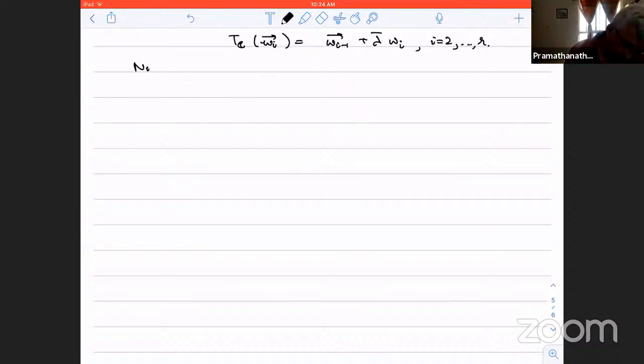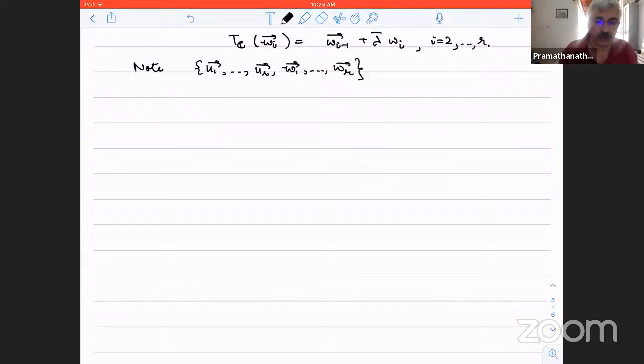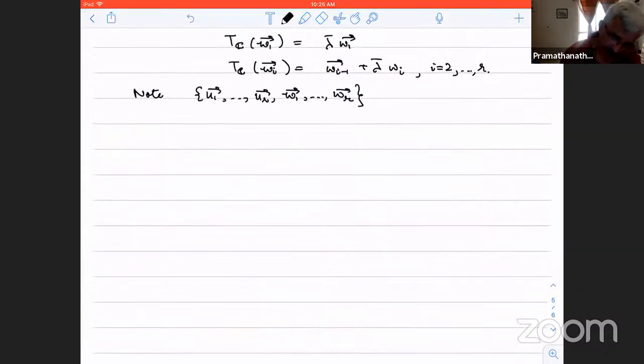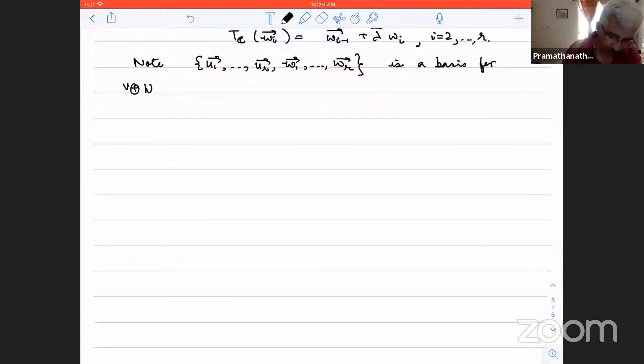Note, if you put these two sets of vectors, U1 through UR and W1 through WR, the two R vectors, this is a basis for V tensor W contained in Cn.